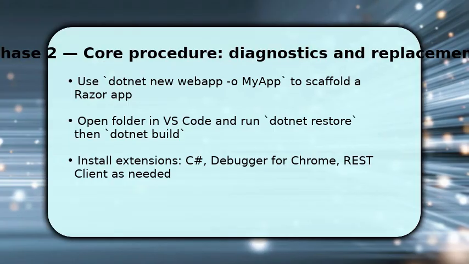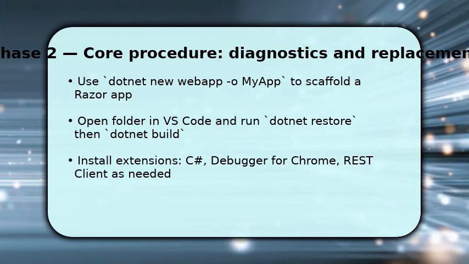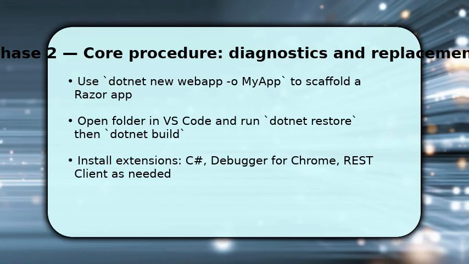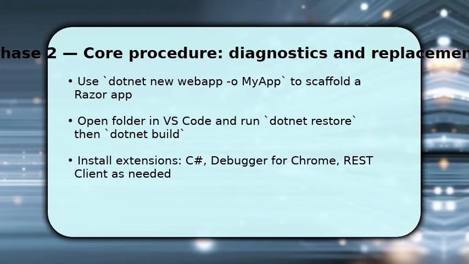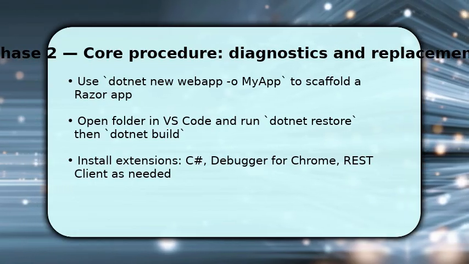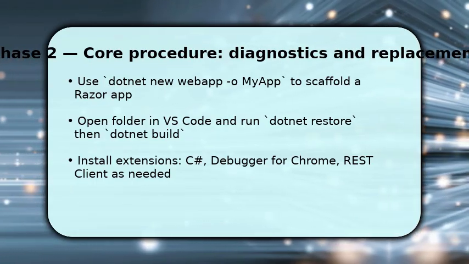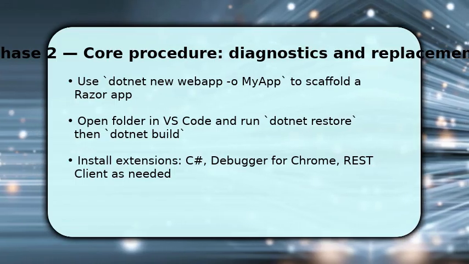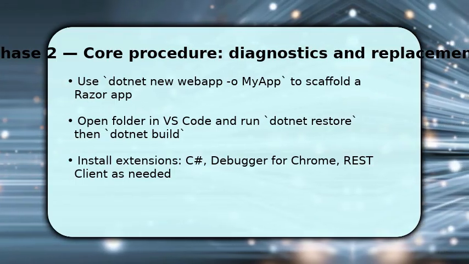Run dotnet new webapp on myapp to create a minimal ASP.NET project. This gives you controllers, views, and required files so you can focus on learning. Once the project exists, open the folder in VS Code, run dotnet restore to fetch packages, and dotnet build to catch compile time issues early.